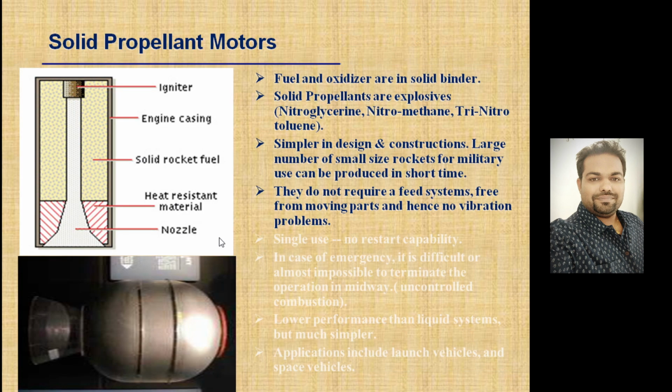So the first one is the solid propellant rocket motor. As I already said, the solid propellant rocket motor is easy to construct in a shorter period of time. If you look at the construction of the solid propellant rocket, it requires a casing. This is basically an engine casing, and within the casing, fuel and oxidizer will be filled in a solid form. This is the solid rocket fuel, and oxidizer will be mixed within this casing. And an igniter will be needed to start the combustion in this case. So this is the igniter at one end.